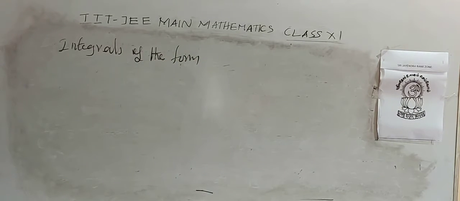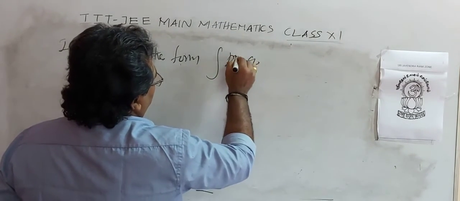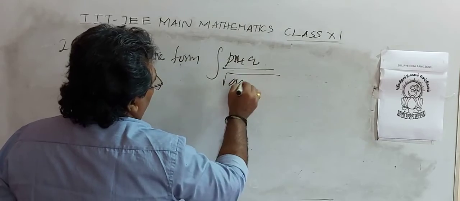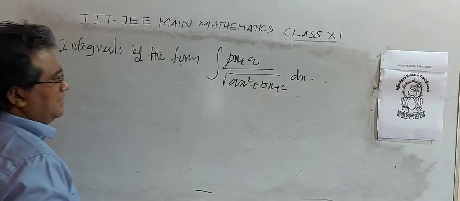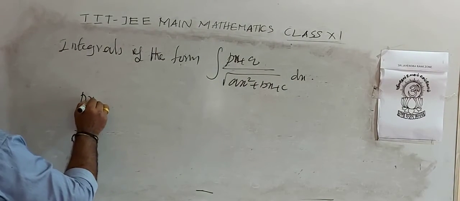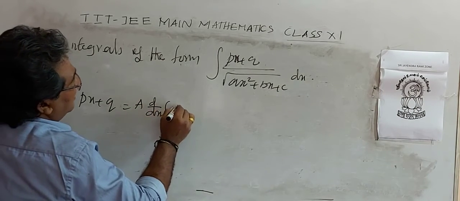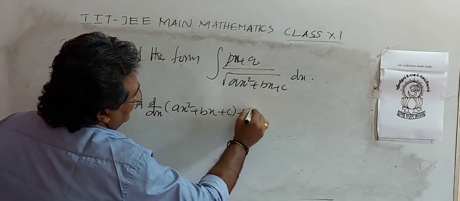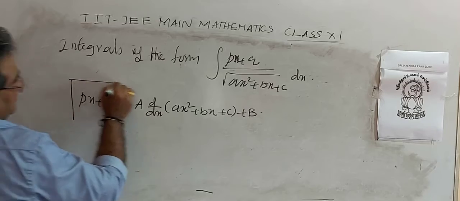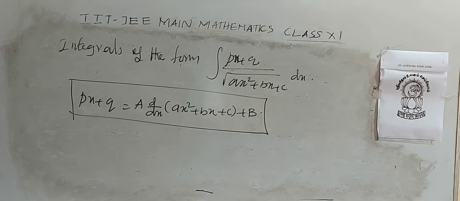Integrals of the form px plus q divided by root of ax square plus bx plus c into dx. In this type, px plus q should be taken as a into d by dx of ax square plus bx plus c plus another constant b. So, we have to apply this step to bring the answer.